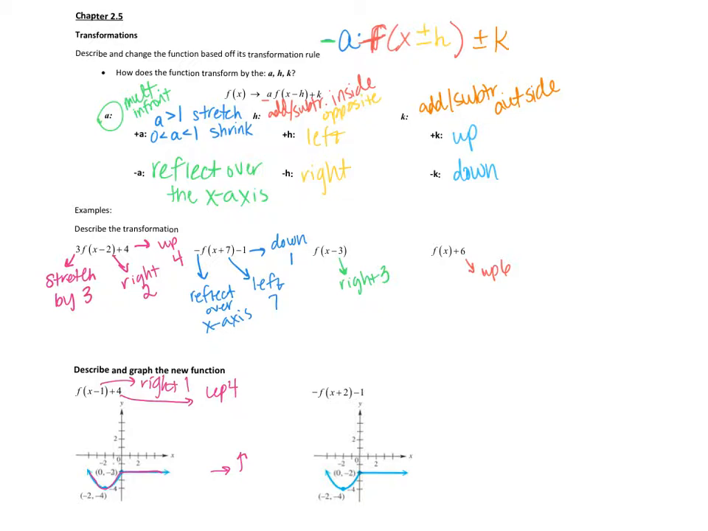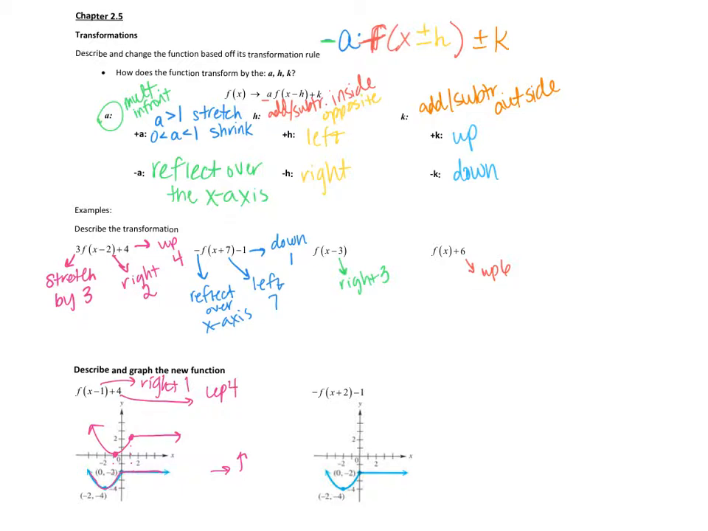1, 2, 3, 4. So I'd have something like that. I'm just moving each point and then kind of making the graph look like what it would be. I'm going to move right 1, up 1, 2, 3, 4. So it'd be something like that. So now I can see from the old function to our new function that we've moved right and up. All right, next one here.